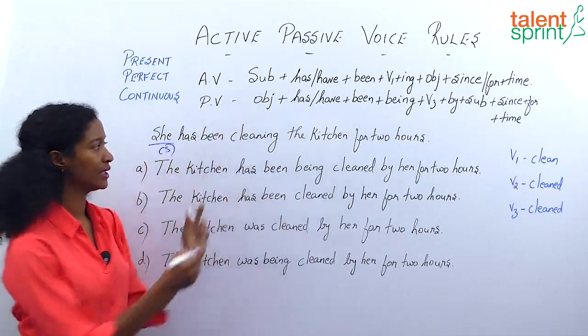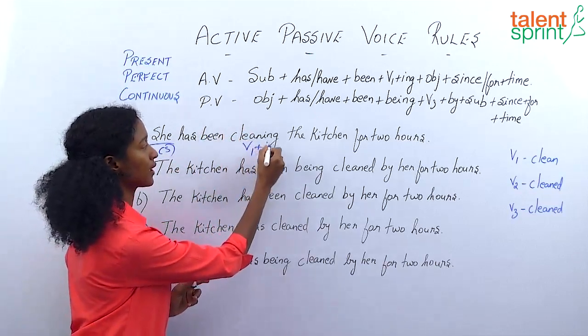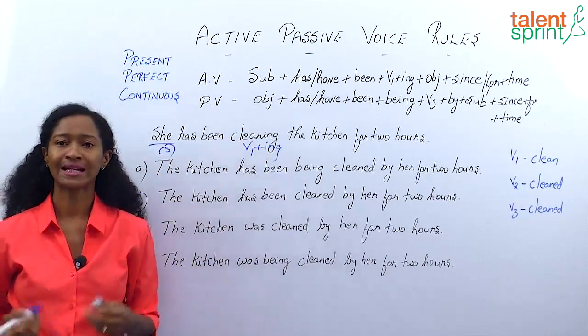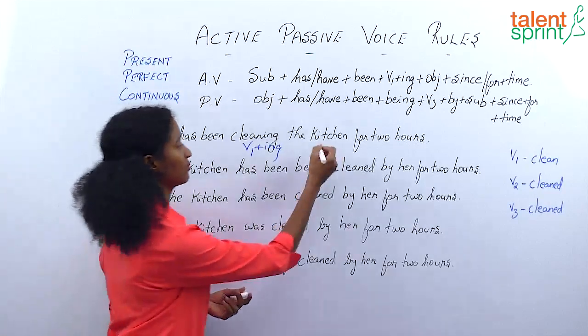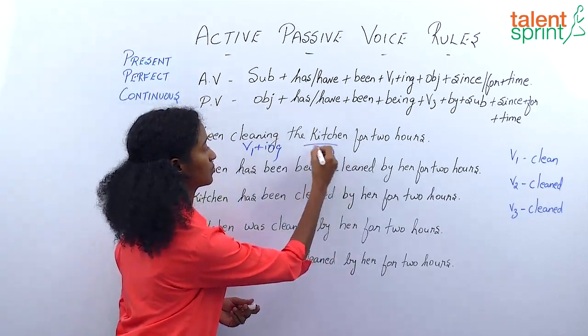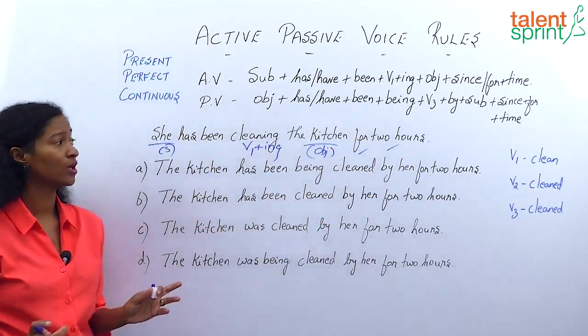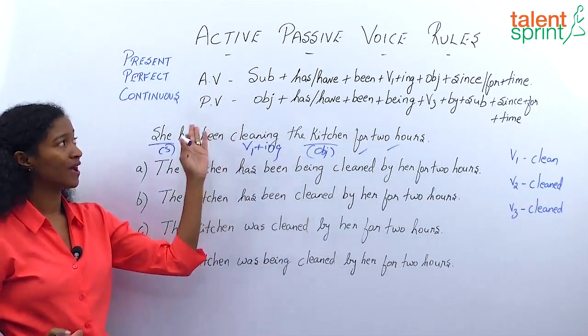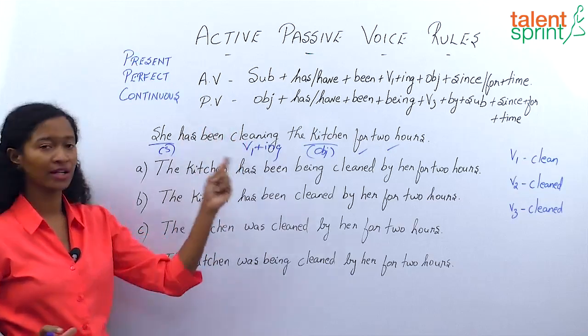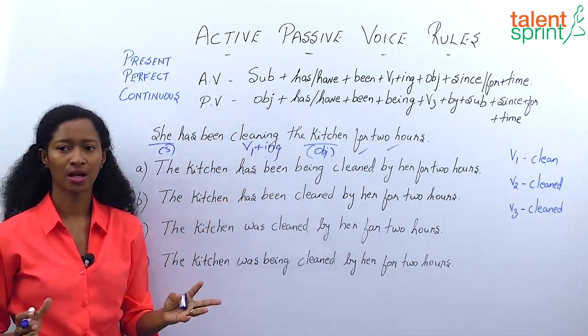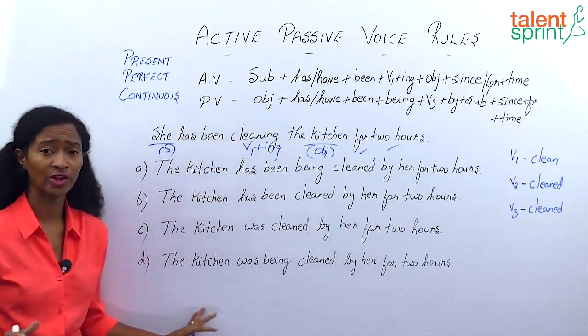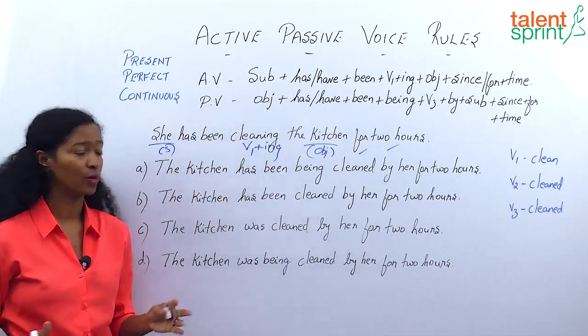Has been cleaning, verb 1 plus ing. Cleaning what? Our object, the kitchen. And then the time reference, for 2 hours. So when we convert that into passive, we're looking at the kitchen being the starting point. And if you look at all the options, they all have that. So let's go option by option.